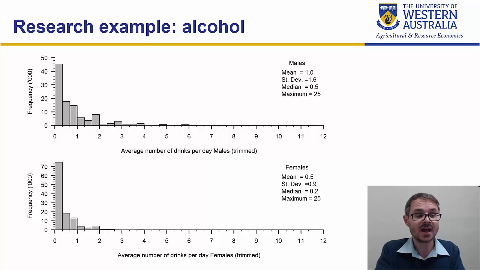So if you look closely at the axes, you can see that initial group is about 45,000 males, and in the female group, it's about 75,000 females. So I'm working with a relatively large data set here. I think there's about 400,000 observations in that entire data set. So it's a big data set.